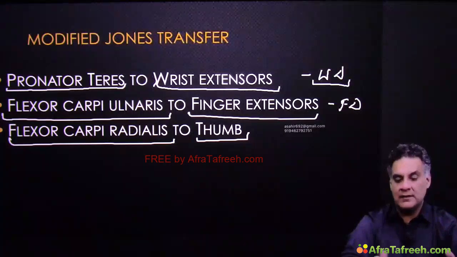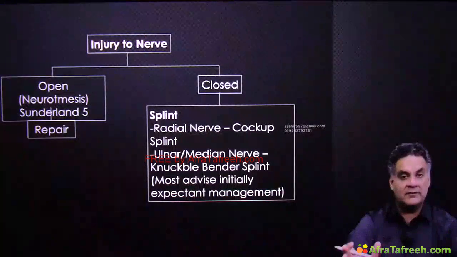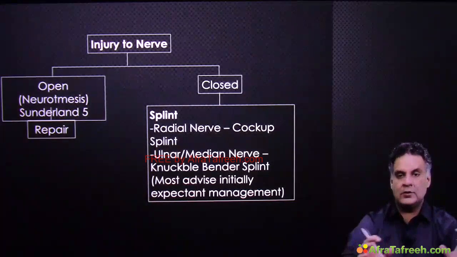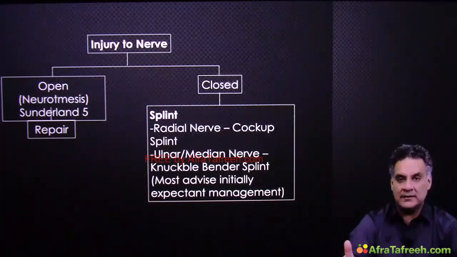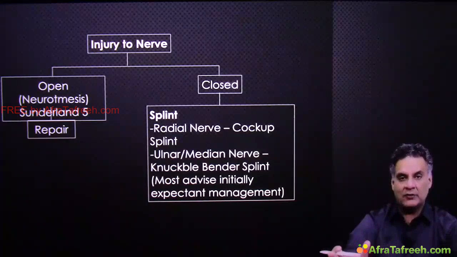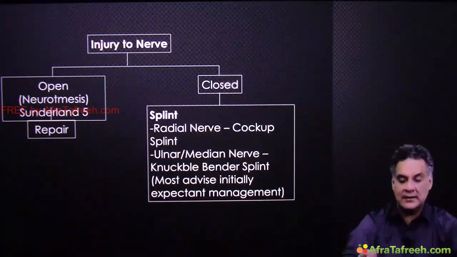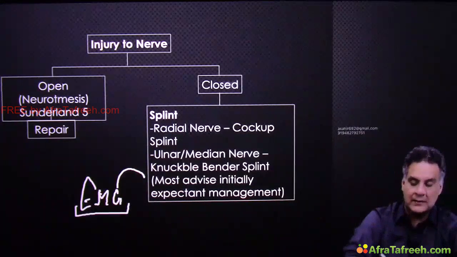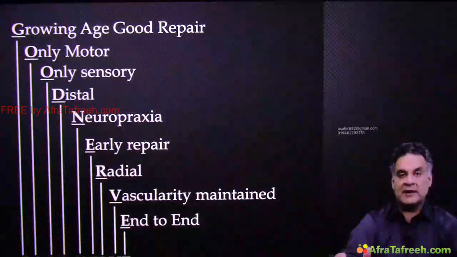This you must remember. The first point is the number one asked question. If you have a nerve damage, remember this basic. Open, operate. Closed, apply a splint, wait and watch. Radial nerve, cock-up splint. Ulnar and median nerve, knuckle bender splint. If after wait and watch, it's a neuropraxia, there will be 100% recovery, and if it does not recover, get an EMG, which is the best predictor for a nerve recovery. Remember that. Good prognostic factors for a nerve injury.